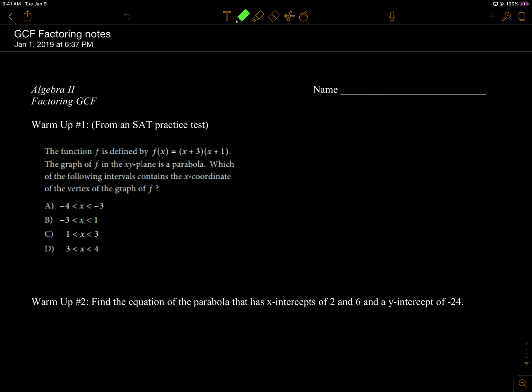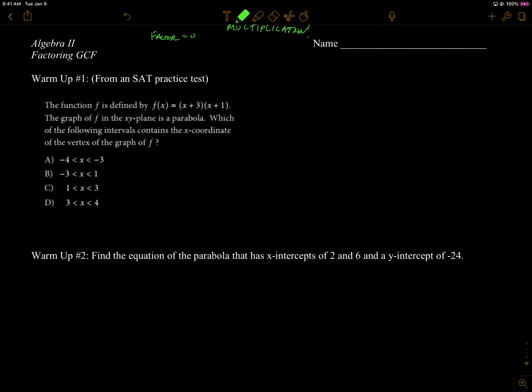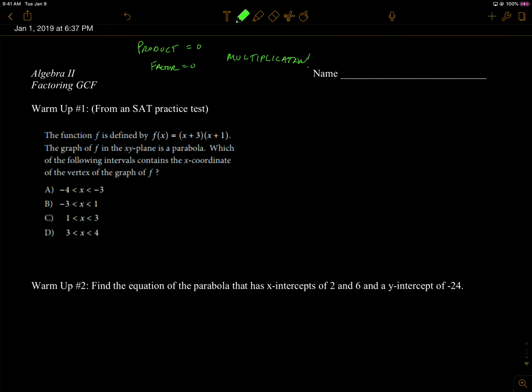Okay, so moving along here now, because of the zero product property, remember the zero product property says if the product is equal to zero, then we know that each factor can be equal to zero. And when we talk about products and factors, reminder, we're talking about multiplication. So we want to learn how to change things into factored form, meaning multiplication.